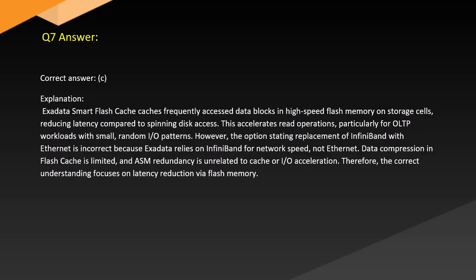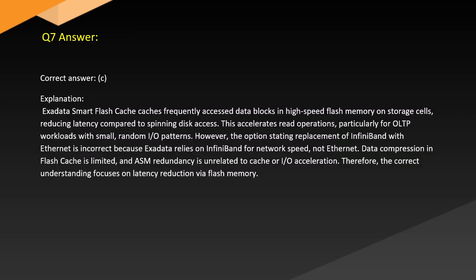Answer. Correct answer: C. Explanation. Exadata Smart Flash Cache caches frequently accessed data blocks in high-speed flash memory on storage cells, reducing latency compared to spinning disk access. This accelerates read operations, particularly for OLTP workloads with small random I/O patterns.